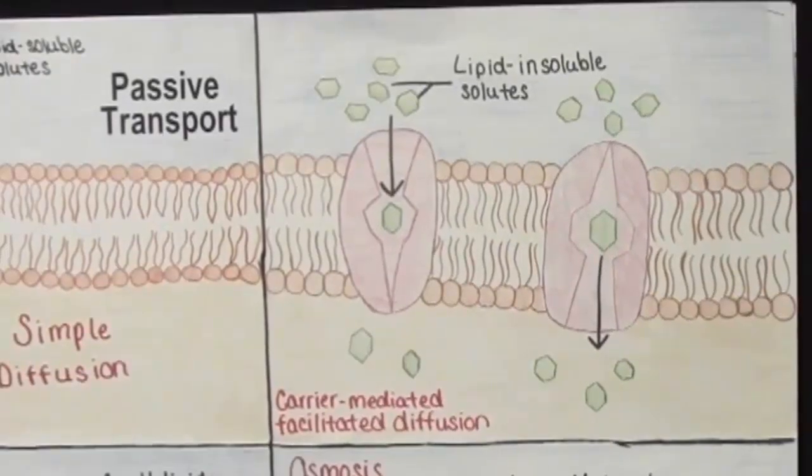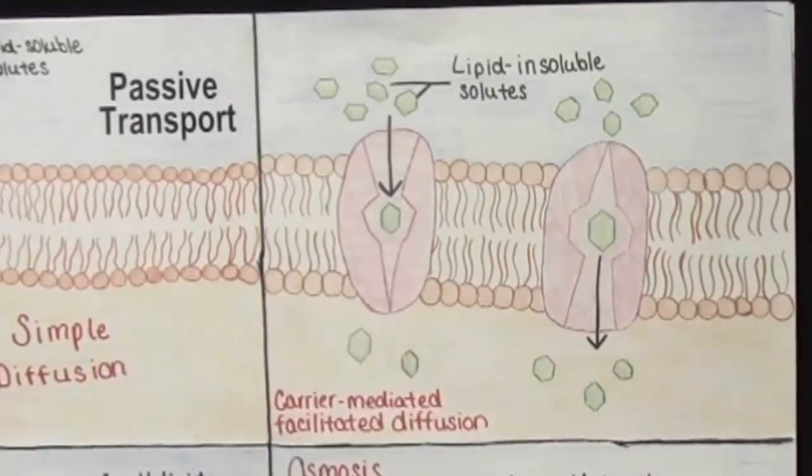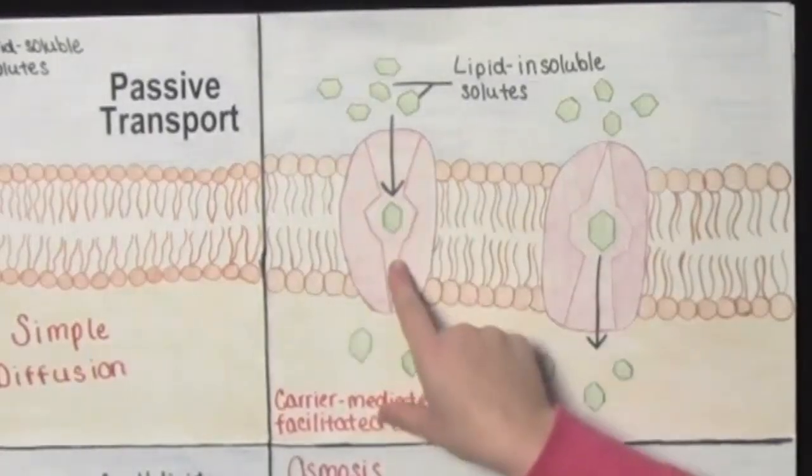In facilitated diffusion, there are 2 different kinds. Carrier-mediated facilitated diffusion: the carriers are transmembrane proteins, and they envelop large solutes that are too large to pass through the lipid bilayer, such as sugars and amino acids. They're limited by the number of receptors, and when all the receptors are full, the cells are said to be saturated.